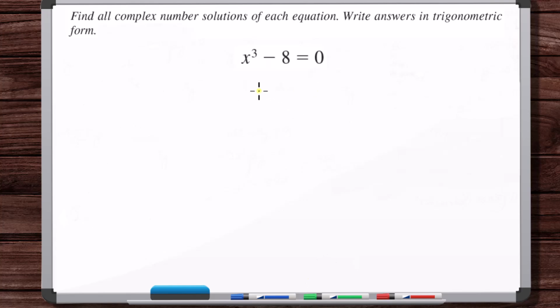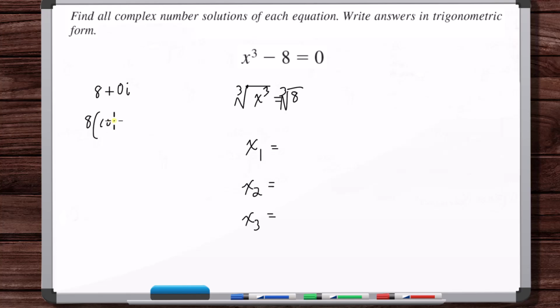Okay, x cubed minus 8 is equal to 0. Add 8 to both sides. Now take the cube root of both sides. And if we were just considering real number solutions, this would just be 2. That's it. But we're thinking about what are all of the numbers, in all of the complex plane, all of mathematics, that when you cube them, you get 8. So we've got 8 plus 0 I in polar form. That's cosine of 0 plus I sine of 0.